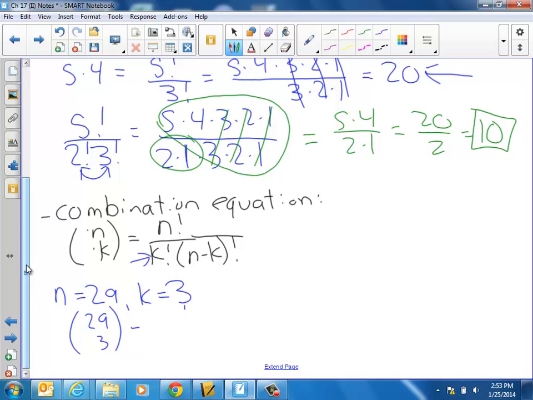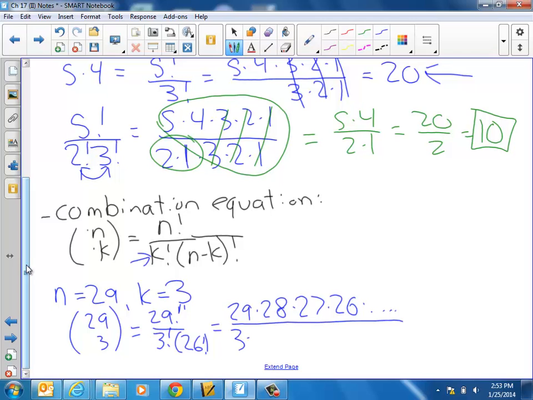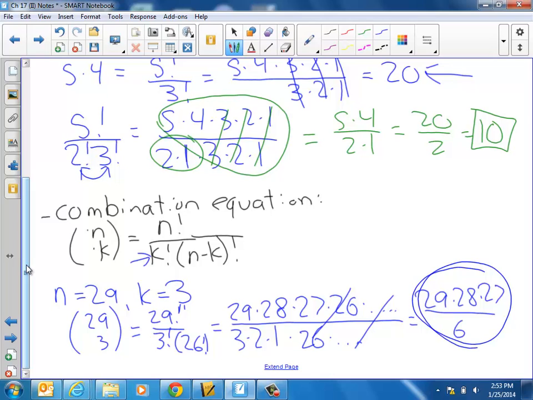That looks messy. Let's clean that up. 29 factorial over 3 factorial times N minus K factorial would be 26 factorial. I don't have an answer for this that I've pre-computed, but that would be 29 times 28 times 27 times 26 times dot dot dot over 3 times 2 times 1 times 26 times dot dot dot. And again, these guys cancel. So you have 29 times 28 times 27 over 6 different ways that we could choose 3 students from this class of 29. That's what the combination equation does for you.